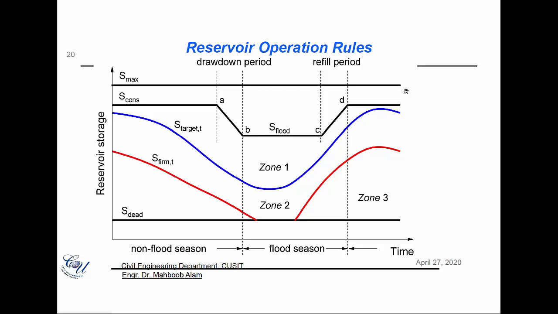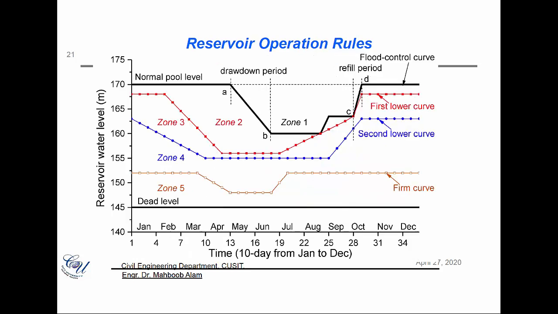Once we develop our operation rules, and let's say my reservoir is made for different purposes, as we said earlier, multiple objectives of reservoirs, for example flood, hydropower, irrigation and other needs, then usually the operation rules also become complicated.